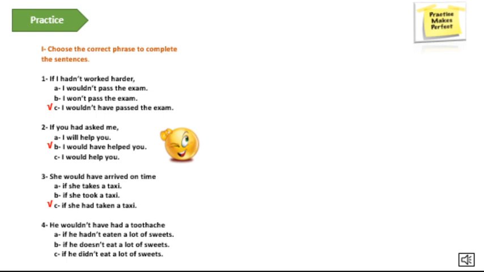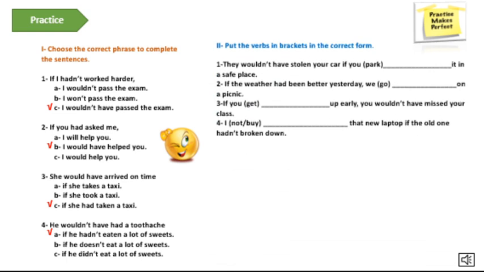The last situation. He wouldn't have had a toothache if he hadn't eaten a lot of sweets, or if he doesn't eat a lot of sweets, or if he didn't eat a lot of sweets. So which one is right? It's A. He wouldn't have had a toothache if he hadn't eaten a lot of sweets. Now let's take a look at the second exercise. Put the verbs in brackets in the correct form.